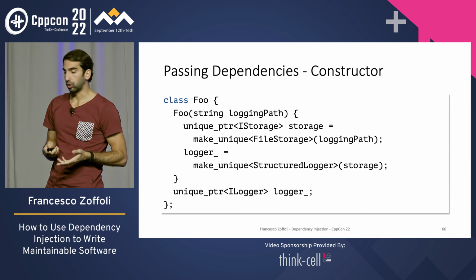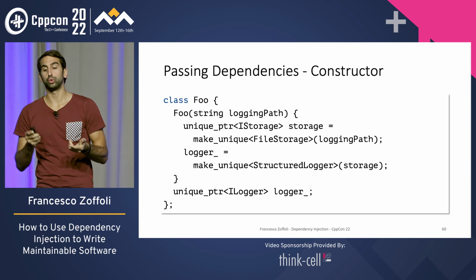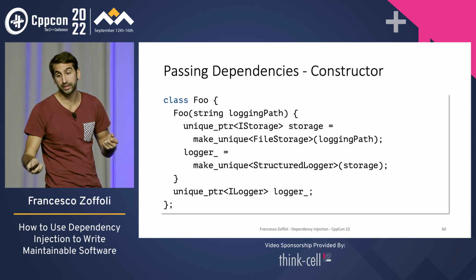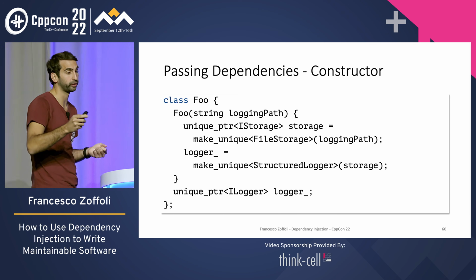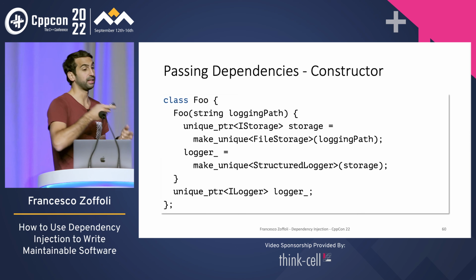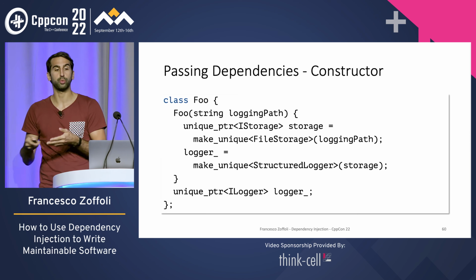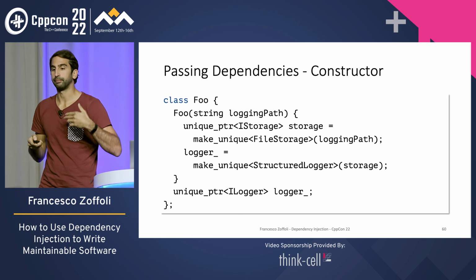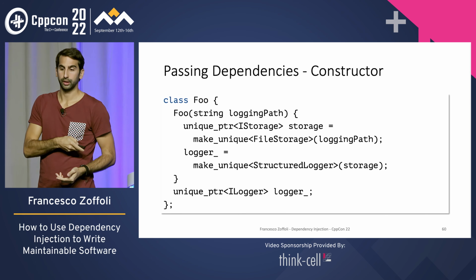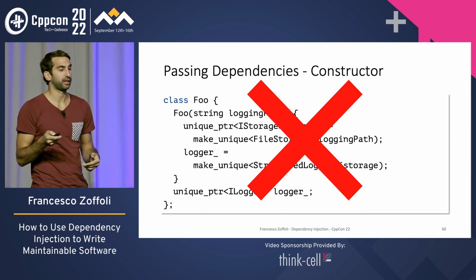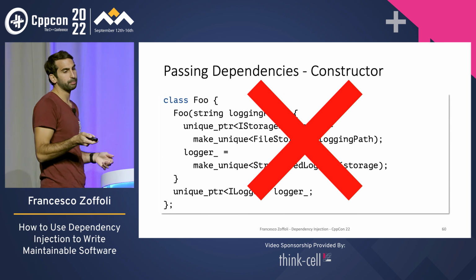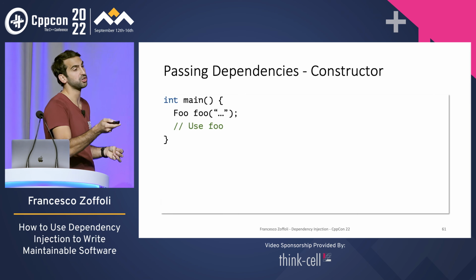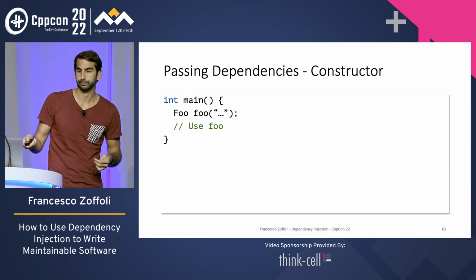This is problematic because the Foo class needs to know about the structured logger, which is an implementation of ILogger. It needs to know that the dependency of the structured logger is file storage. And it also needs to take the logging path and pass it to the file storage, while this might be completely irrelevant to the responsibility of Foo. So we want to avoid doing something like that. A positive thing about this, though, is that it's actually very easy to use because you just instantiate it with the path that you want to pass.